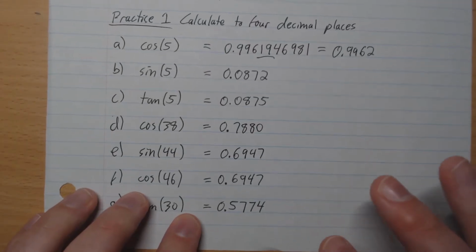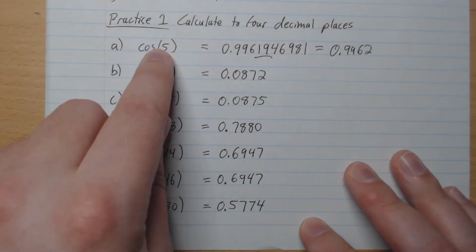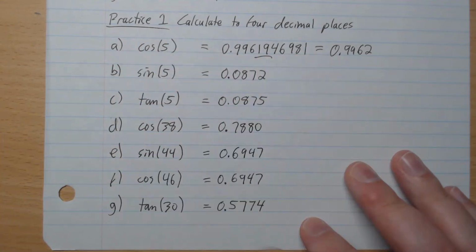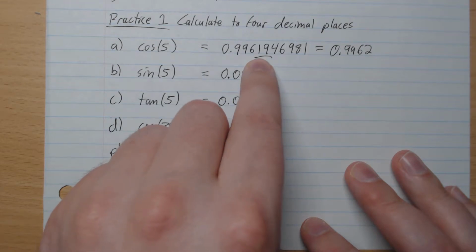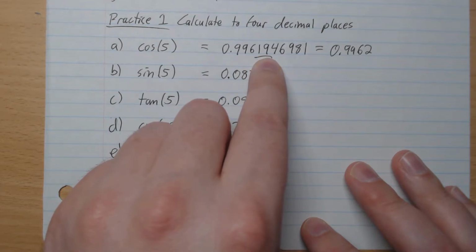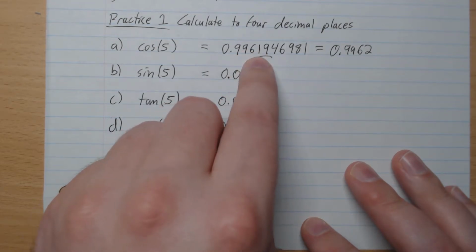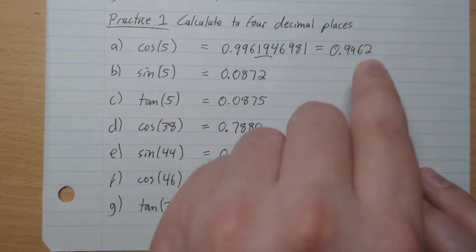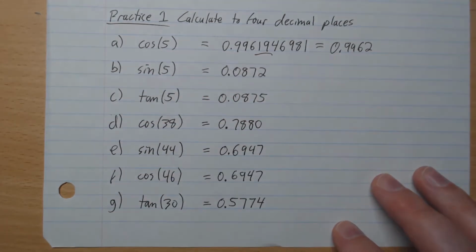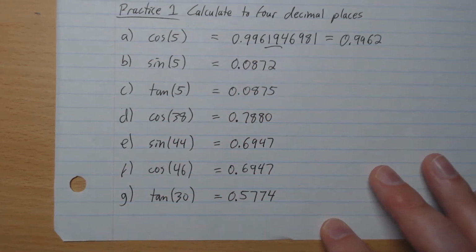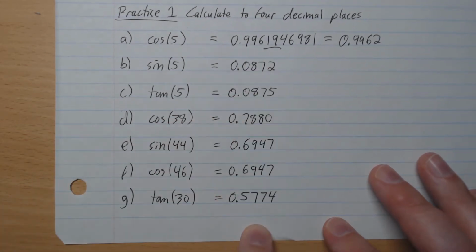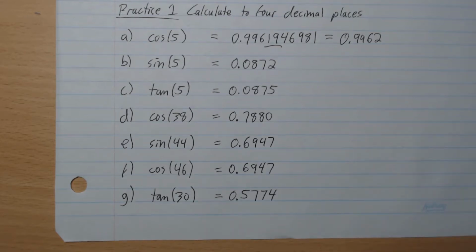Okay, so we calculate it. So here's an example of the first one. Punch in cos of 5, you get this here. And so you see 619. And so we look at the 1, because the next value is greater than or equal to 5, we make this one a 2. So 0.9962. Okay, and so these are the values when you punch it in your calculator. Go ahead and pause the video and check if that is indeed the same values that you got.